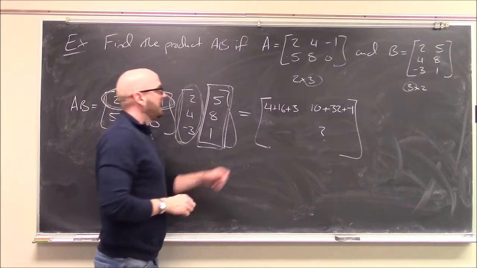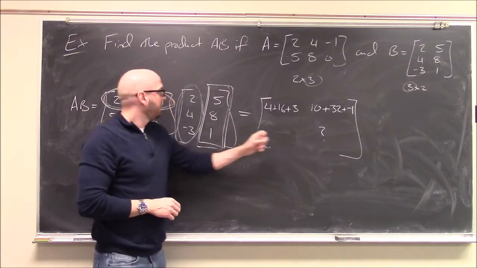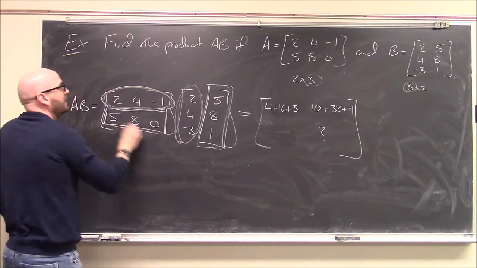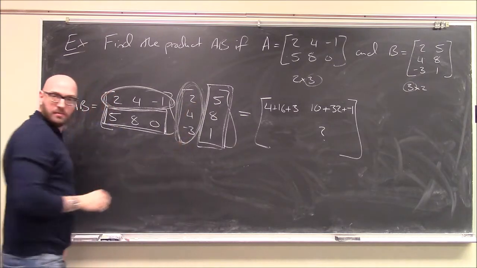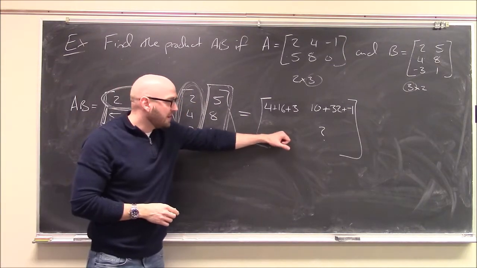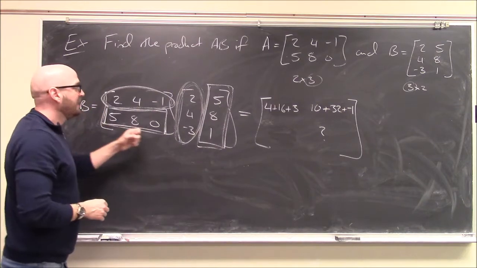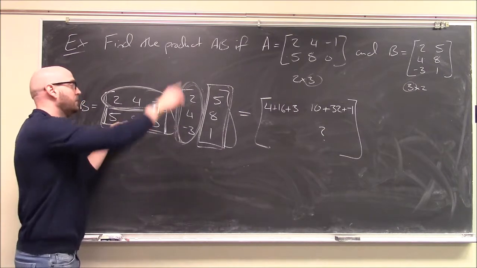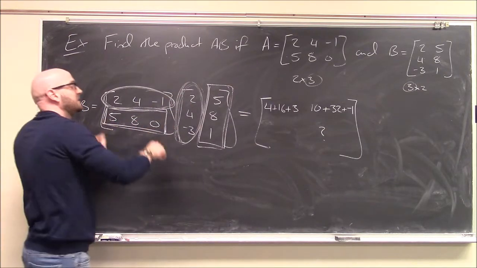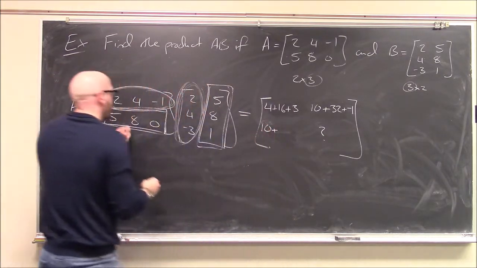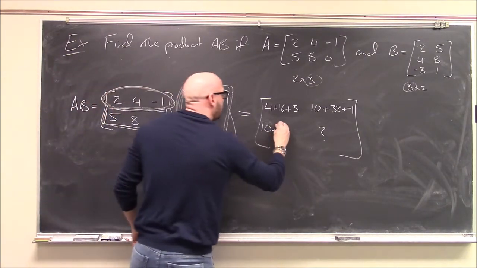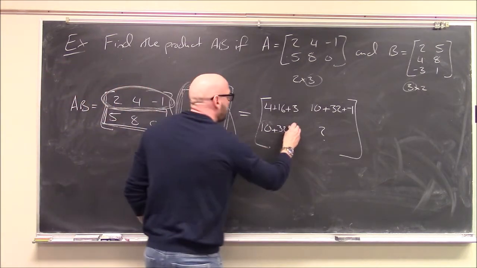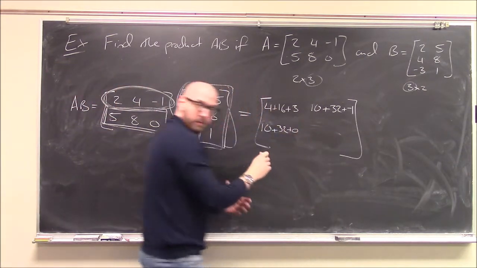Now we're down here. Now we're in the second row, first column. So how do I compute this? Well, it's going to be the second row of A times the first column of B. The position of the entry tells you which rows and which columns you're working with. So this entry right here, second row, first column, is second row times first column. So we've got 5 times 2 is 10, plus 8 times 4, 32, plus 0 times minus 3 is plus 0. And hopefully you're getting the hang of this.